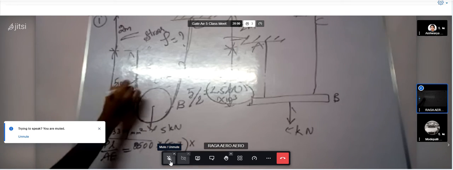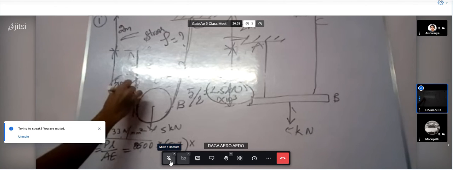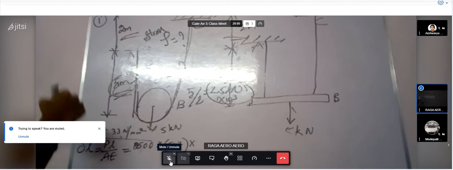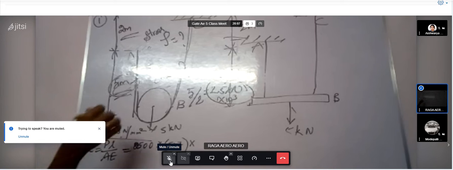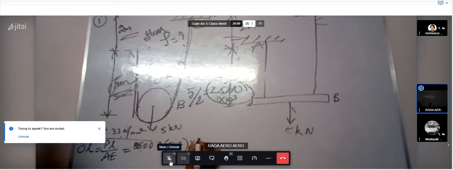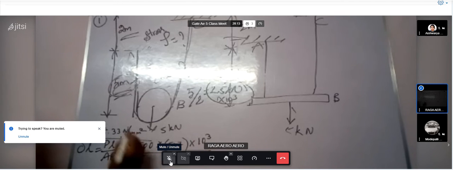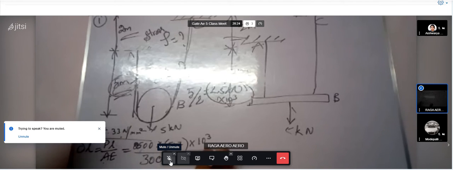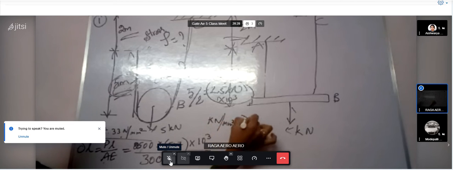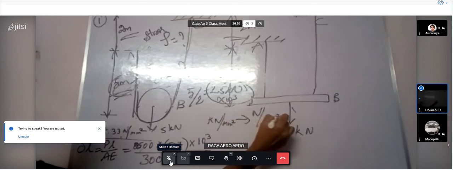Here length is in meter, so I already told you for our case area as well as Young's modulus are given in mm, so we need to convert those lengths also. That is 10 to the power 3, converting meter to millimeter. So the area is 300 and your Young's modulus is 1 into 10, converting kilonewton per mm square to Newton per mm square.